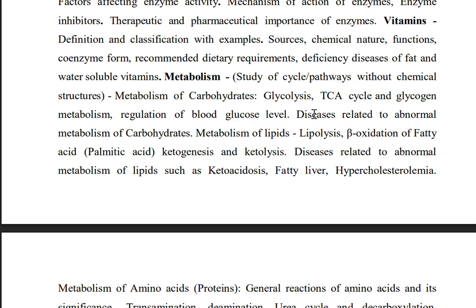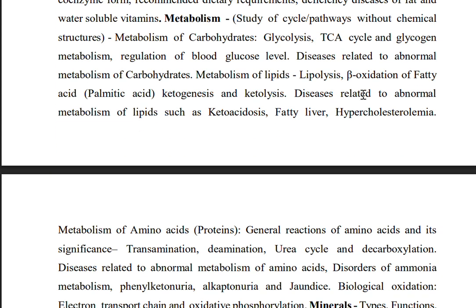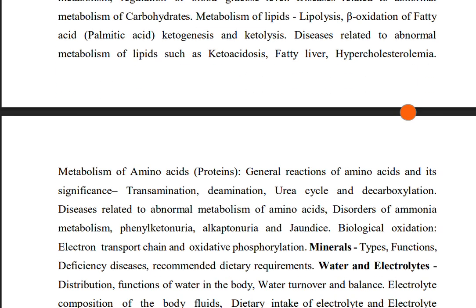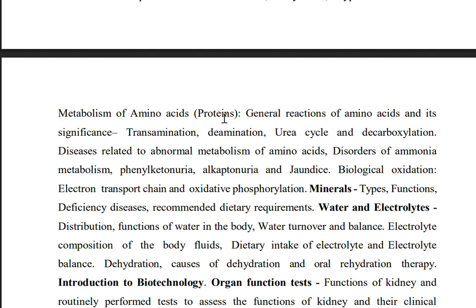Some of the enzymes are responsible for this metabolism reaction. So deficiency of the enzyme may cause improper or deficient metabolism, and with that deficient metabolism, they may cause some diseases. So we have to focus on those diseases also, like ketoacidosis, fatty liver, hypercholesteremia, and metabolism of amino acids. Also, we have to focus on the urea cycle, decarboxylation and biological oxidation.